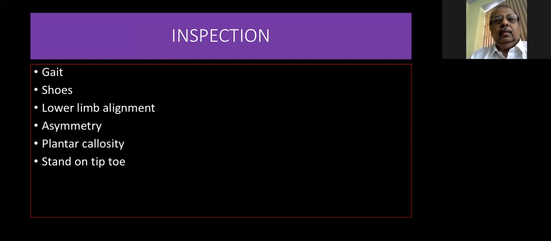How will you evaluate? Always evaluate the gait. Then you look at the shoes. The shoes are worn out on the medial side. Look at lower limb alignment. Many of the cases are associated with genu valgum deformity. So whenever there is genu valgum, look at the foot also to find out whether there is any planovalgus deformity. Is it symmetrical or asymmetrical? Whether there is any plantar callosity. And again, ask the patient to stand on tiptoe.